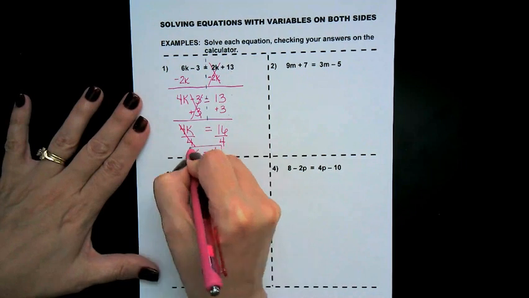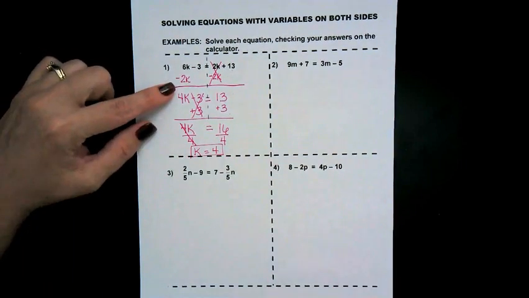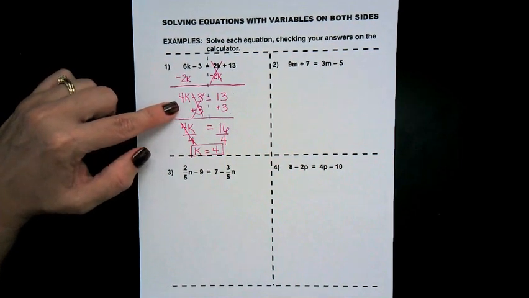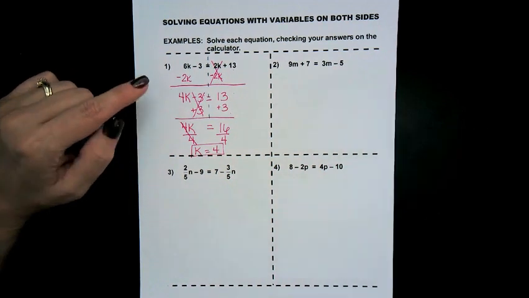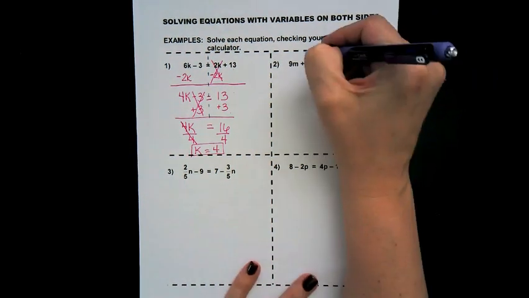So remember, to recap here, the first thing is we get all the variables on one side. Once we have a two-step equation, then we start doing the opposite to both sides of the equation. Let's take a look at my next problem here. Very similar. We're going to draw that imaginary line.